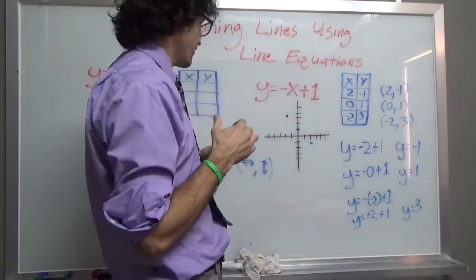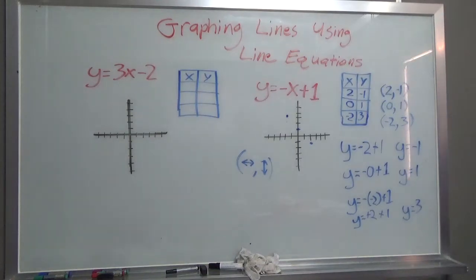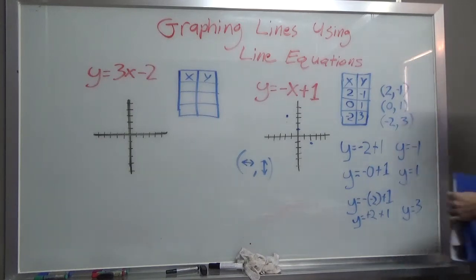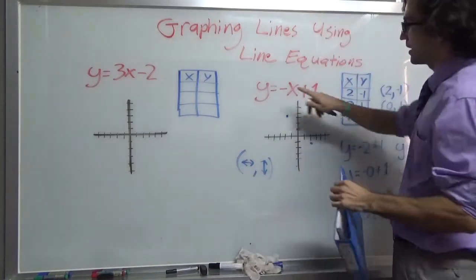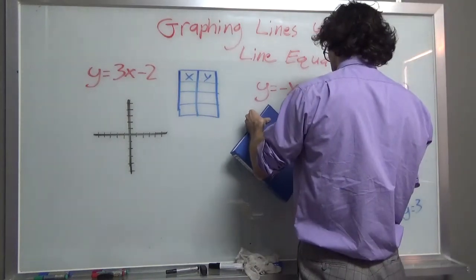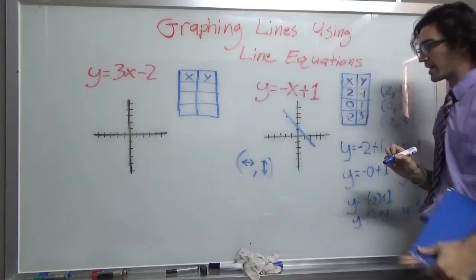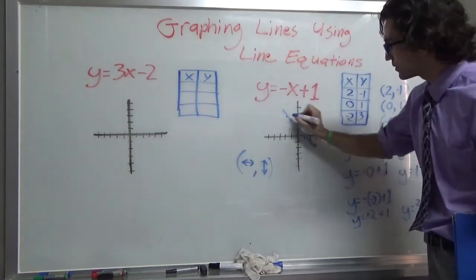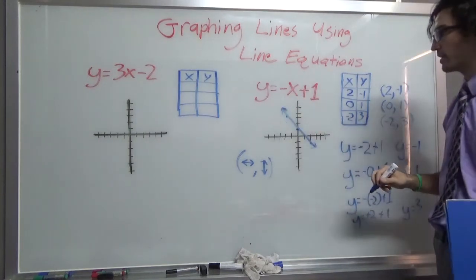If I drew everything right, when I connect those, it should form a pretty straight line. I will use this binder for a straight edge. Okay. So the line made by y equals -x + 1 looks something like that. And the points will go off forever. It goes off into infinity in both directions.